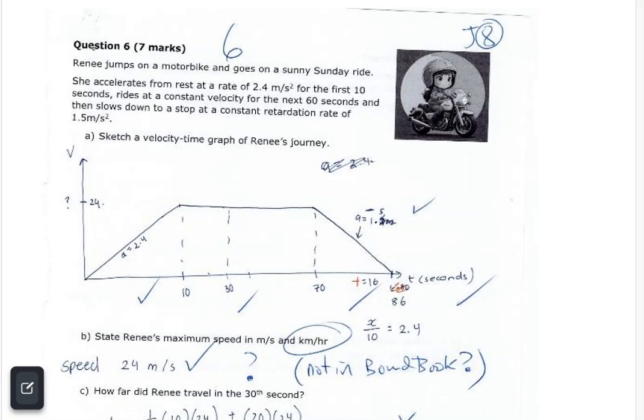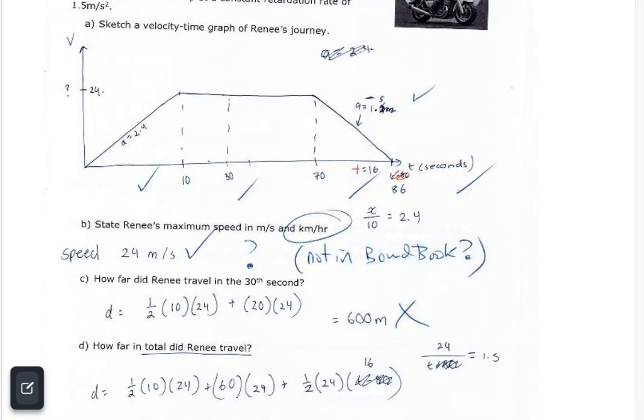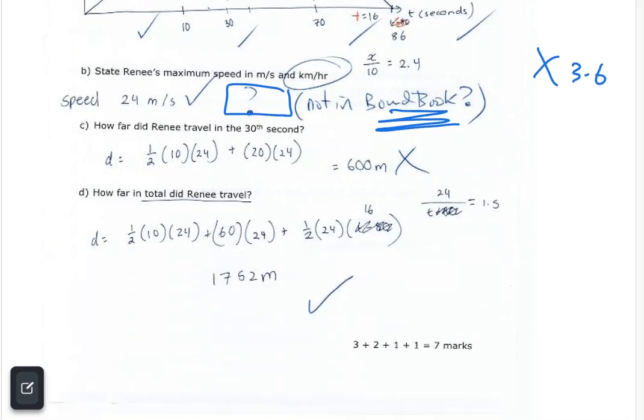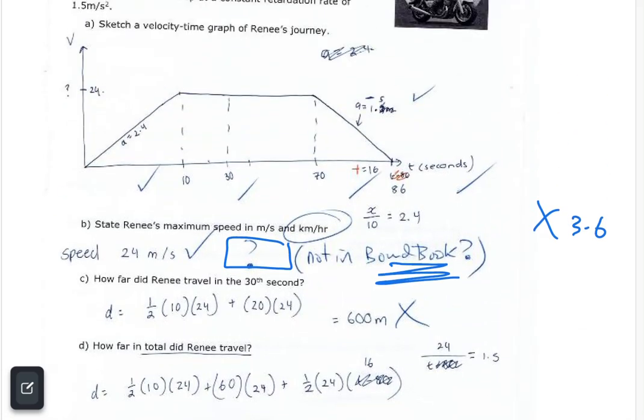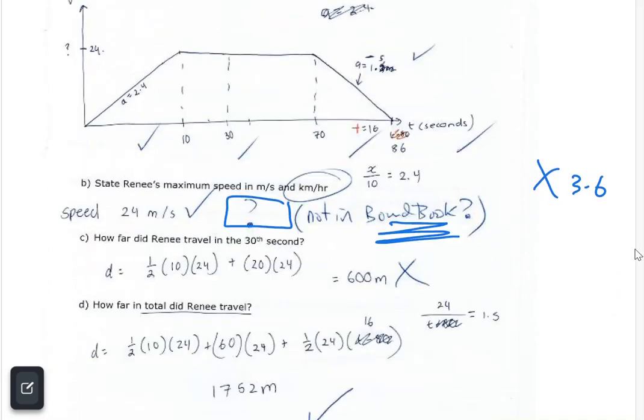Question number 6, 6 out of 7, which is really good. I don't think you read this or you didn't have it in your bound book. To convert meters per second to kilometers per hour, you multiply by 3.6. The distance, I should have taken an extra mark off, but anyway, this is the 30th second. So between 30 and 31, I'm looking for the area, and that will be 24 times 1. It should be 24 meters. That's how far it travels during the 30th second.